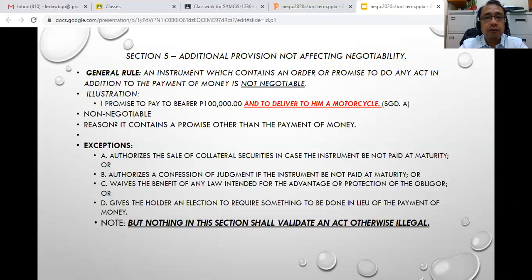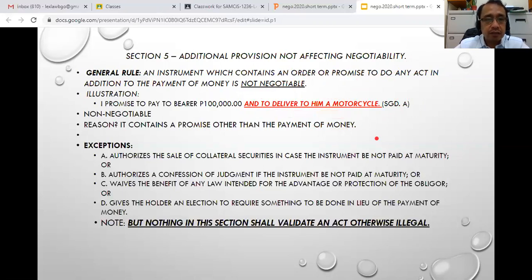As a general rule, you have to take note that your instrument should only contain an unconditional promise or order to pay a sum certain in money. You should not be required to perform any other act besides the payment of money. So take for example, in this illustration, I promise to pay to bearer 100,000 pesos and to deliver to him a motorcycle, signed A. This portion, and to deliver to him a motorcycle, the maker now, Mr. A, is being required to perform an additional act besides the payment of money.